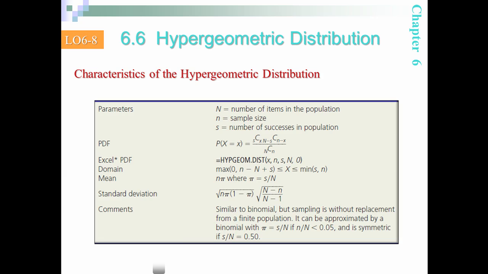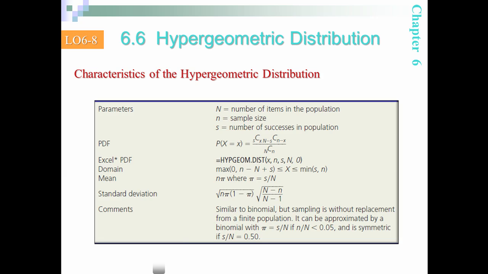Here are the characteristics. We have three parameters. Capital N is the number of items in the population. Lowercase n is the sample size. S is the number of successes in the population. And then X is the random variable we're interested in. That's the number of successes in the sample.